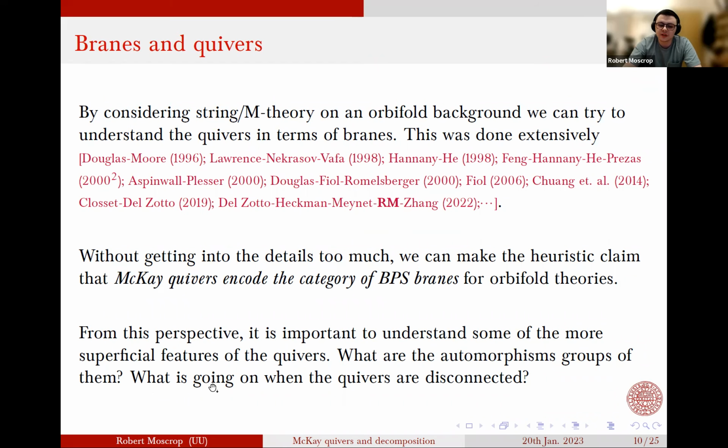And then obviously the case we're talking about is what's going on when they're disconnected. If I think again about BPS covers, that means I have two totally local sets of, say, branes or BPS states that are totally disconnected and don't really talk to each other. So that's what we're trying to answer here.